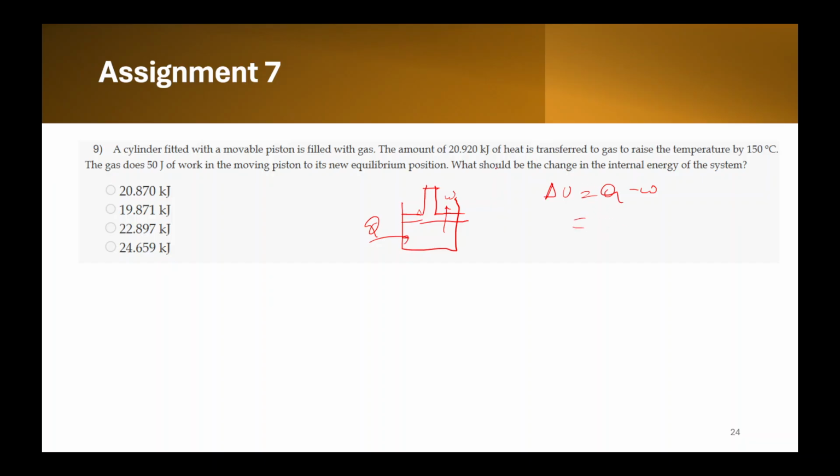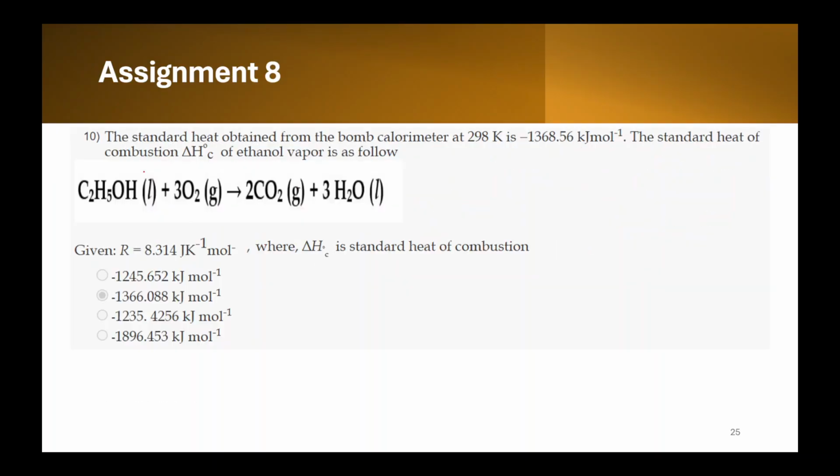So you are given in kilojoules, so convert that. So 20920 joules minus 50 joules. So this gives you 20870 joules or 20.87 kilojoules. So this is your right answer.